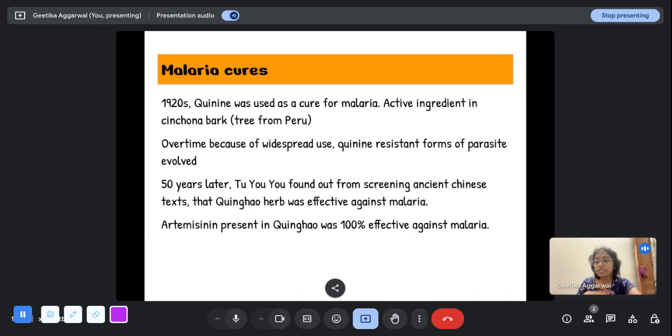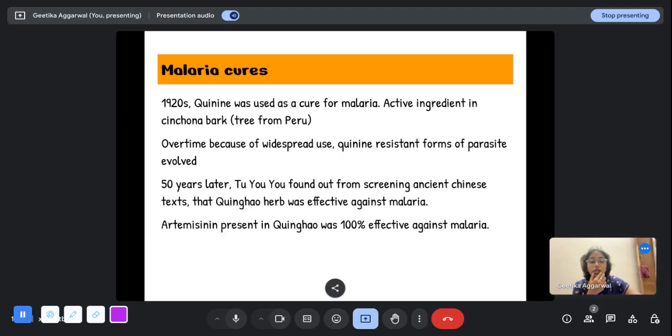And she read all these texts for any disease that had similar symptoms to malaria. And she found so many different drugs, she came across 640 different recipes of drugs from her screening. And after that, eventually she found that this one herb, Qinghao, is actually effective against malaria.